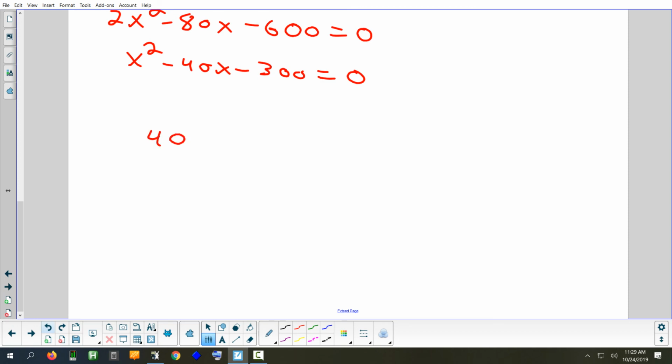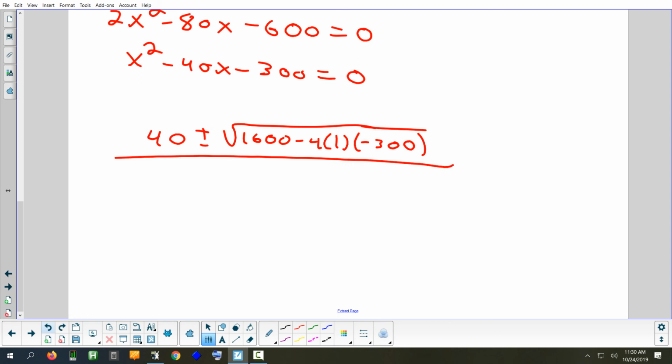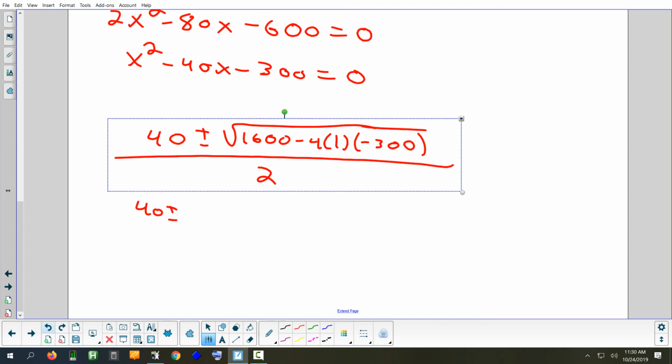Quadratic formula. Okay. So negative b plus or minus, what's 40 squared? 1,600. Squared minus 4ac all over 2a. All right, I've got 4 times 1 times negative 300. That's negative 1,200. What's 1,600 minus negative 1,200? 2,800. And the square root of 2,800 is not a nice number. That's why we couldn't factor it. Okay, let's see what we get.